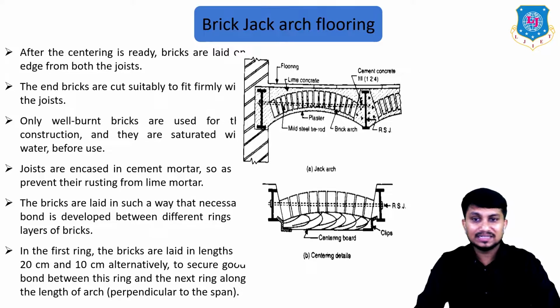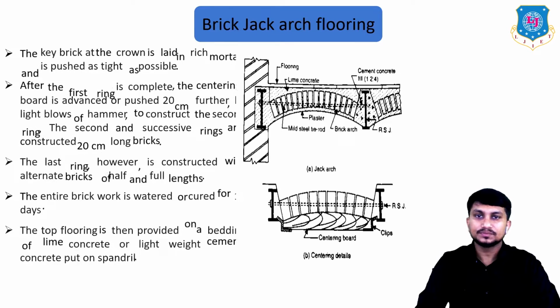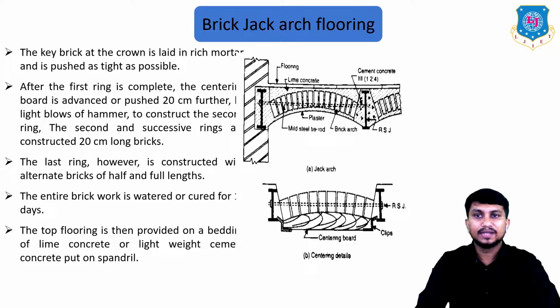The bricks are laid in such a way that necessary bond is developed between different rings or layers of the bricks. In the first ring, bricks are laid in lengths of 20 centimeters and 10 centimeters alternately to secure good bond between this ring and the next ring along the length of the arch, perpendicular to this one. The key brick at the crown is laid in rich mortar and is pushed as tight as possible.